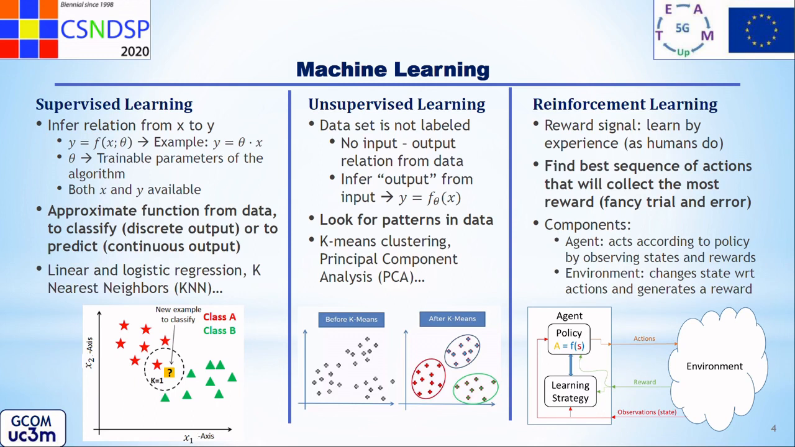Reinforcement learning is based on the use of a reward signal. The algorithm learns by experience. If it takes a good action, the reward is positive. If not, the reward is negative. The aim of the algorithm is to learn to find the best sequence of actions that collect the most reward. The components include an agent that acts according to a policy by observing rewards, and states of the environment, and an environment that generates a reward and changes its state with respect to actions.